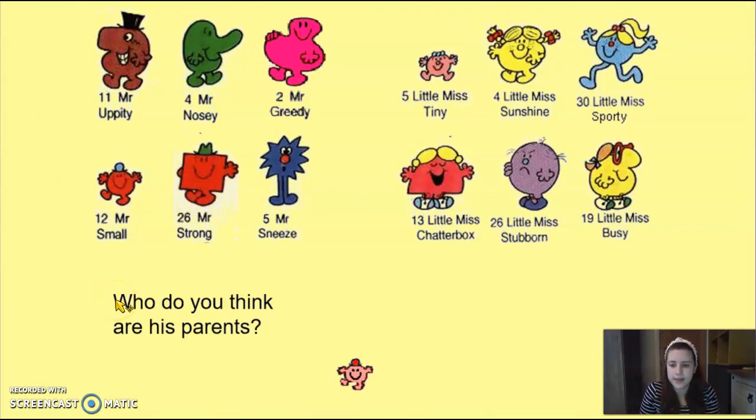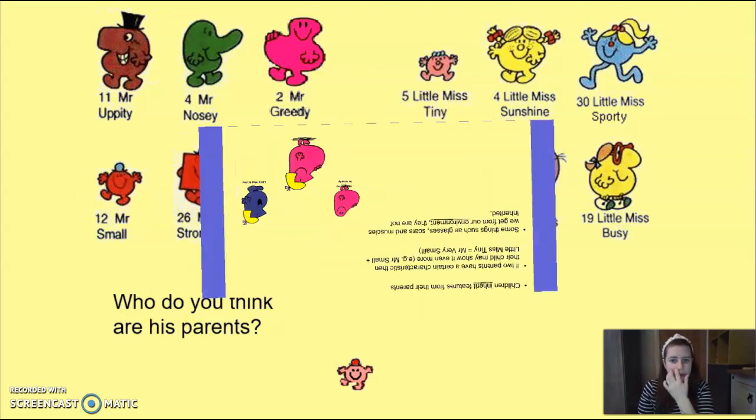Okay, another one, final one then. So this tiny guy, now this hopefully will be quite easy. So pause the video and have a look. Who do you think are his parents? Okay, hopefully you have spotted his little shape and his little hat and his colour. Now this is really obvious that he belongs to Mr. Small and Little Miss Tiny because he is tiny. The size of him is obvious. He's the same colour as Little Miss Tiny, and he shares the same body features as Mr. Small. So that was an easy one for you all.